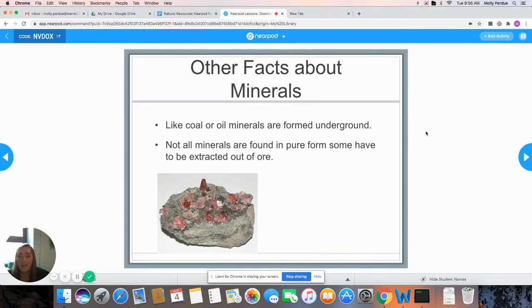When we're looking at different kinds of minerals like coal or oil, minerals are formed underground, and we'll go through a little bit more how coal and oil are formed in just a couple slides. Not all minerals are found in pure form. Some have to be extracted out of the ore. That ore is shown in a picture right here, and that's a bunch of different minerals all in one big form. So we have to pull those out, extract those out of there.